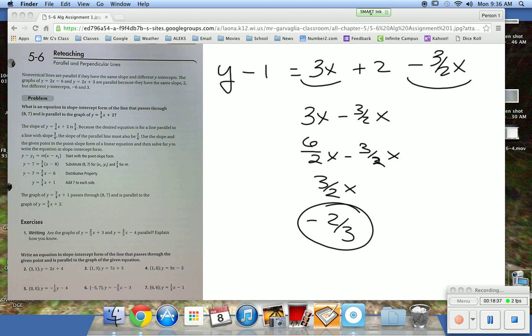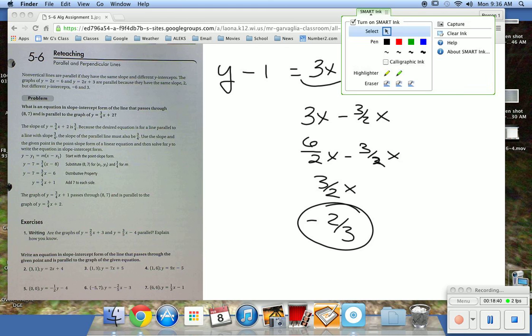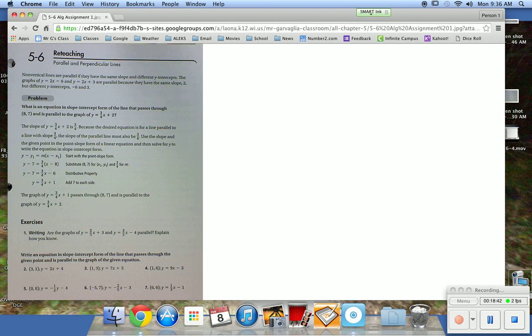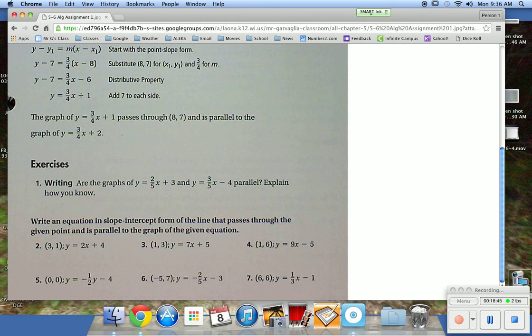All right, let's work on the homework then. I feel like I can get 100% on this. Now, guys, pay attention. You got an equation. You have to use the, what does it say? Write an equation in slope-intercept form of the line that passes through the given point and is parallel to the graph of the given equation. What equation do we need to use?